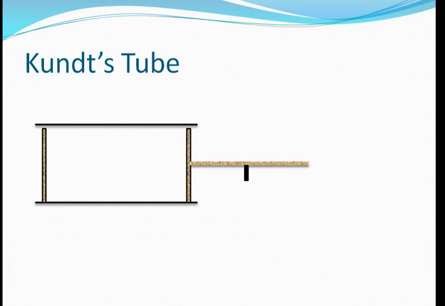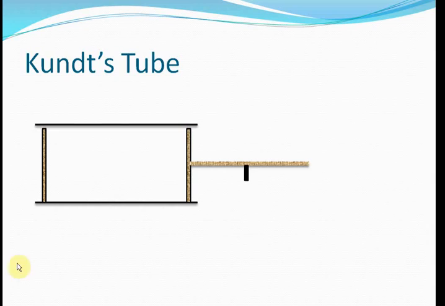Now let us learn about some devices which make use of standing waves to achieve a certain purpose. For example, Kundt's tube is a device which makes use of standing waves to compare the velocities of sound in a solid and a fluid. How does it do this?